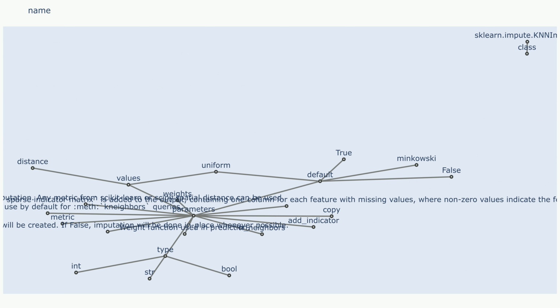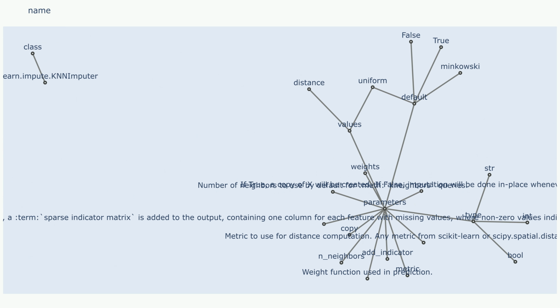Imputation strategy. The imputer can use different strategies to determine the imputed value. Mean. It calculates the mean value of the nearest neighbors' corresponding features and uses it to fill the missing value. Median. Similar to the mean, it uses the median of the nearest neighbors' values. Weighted mean. A more advanced approach that gives more weight to closer neighbors.